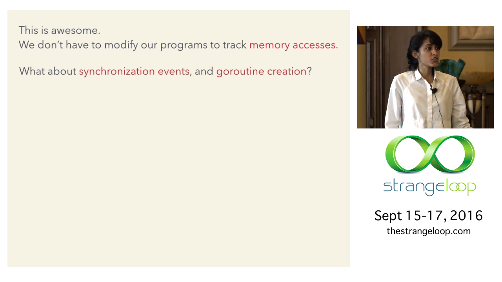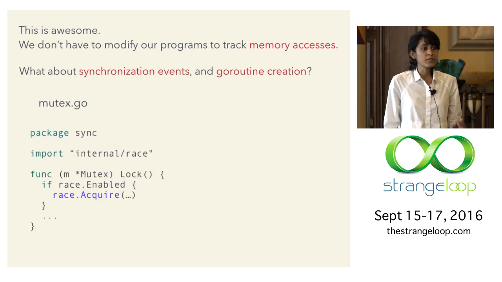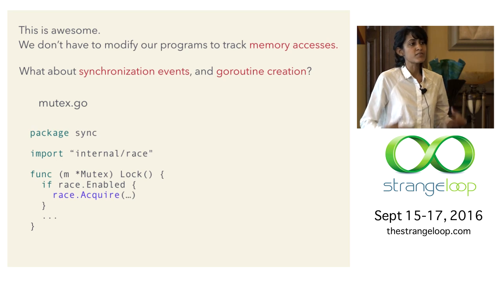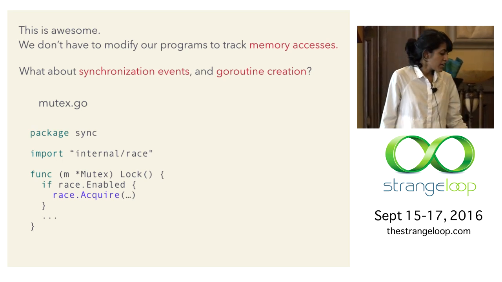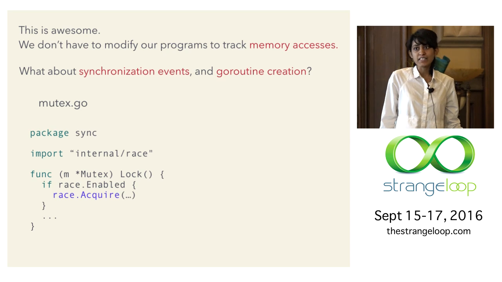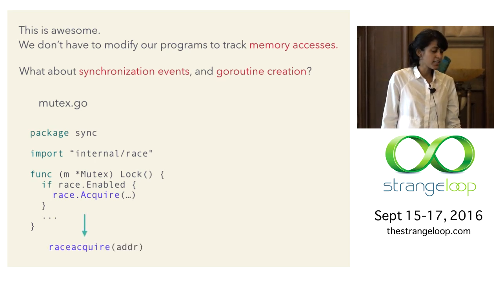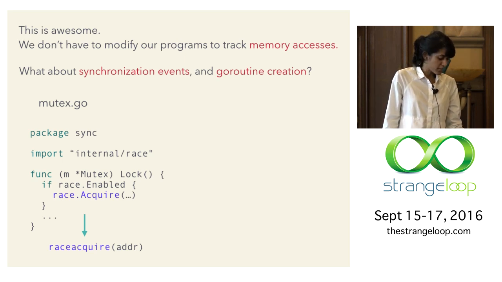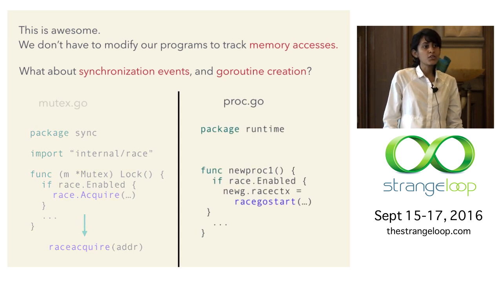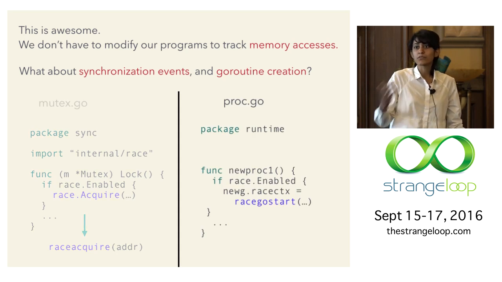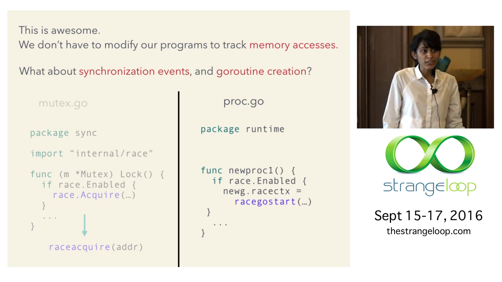For that, let's look at the source of the Go standard library. This is mutex.go. This gives us the mutex sync primitive. And we see that there is an if race-enabled block, which essentially calls out to a race detector function, race acquire. Similarly, Go routines are created in proc.go, right? The new proc1 function is what's responsible for creating a new Go routine from the Go standard library. And we see the same if race-enabled block with a function call out to the Go race detector.